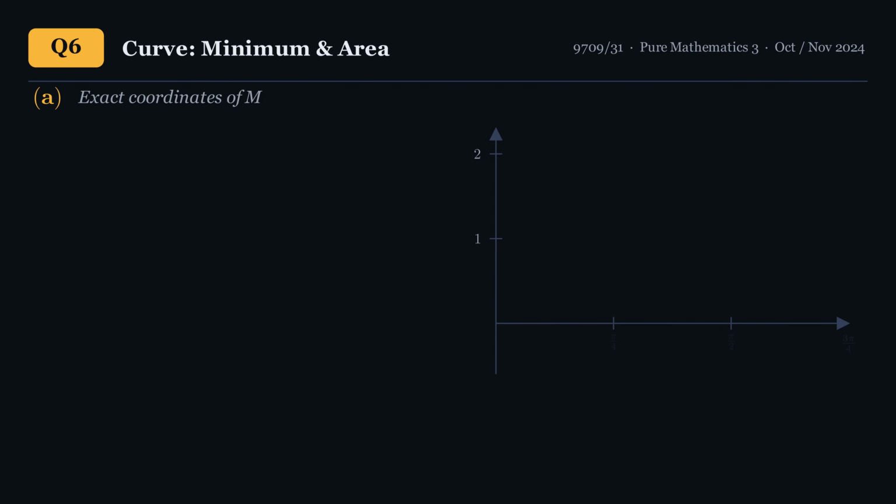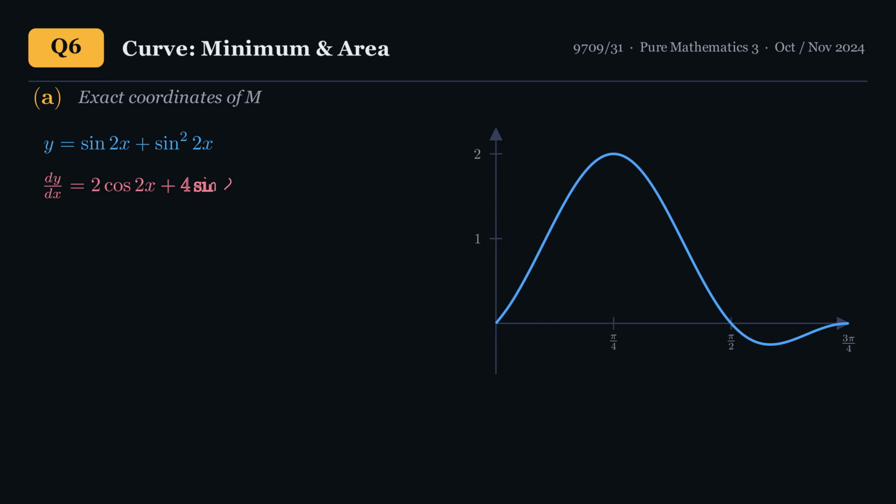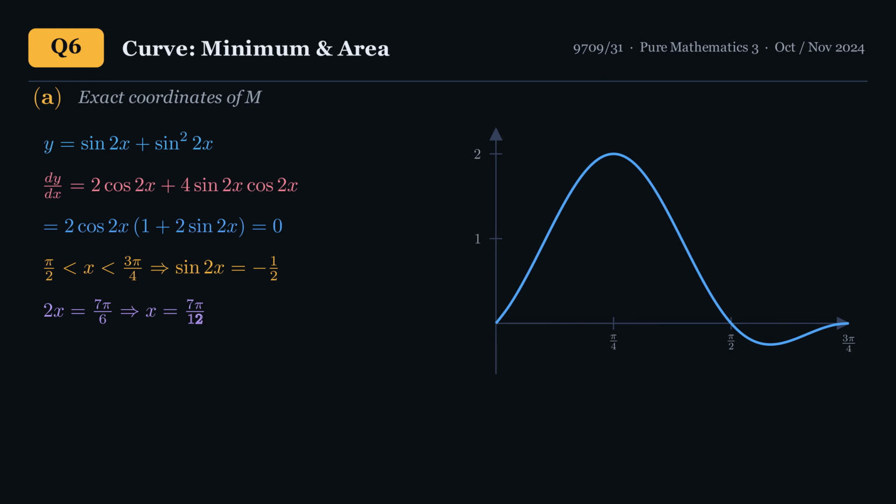Sketch the curve on the interval from 0 to 3 pi over 4. Expand the product, y equals sin 2x plus sin squared 2x. Differentiate to get 2 cosine 2x plus 4 sine 2x cosine 2x. Factor, 2 cosine 2x times 1 plus 2 sine 2x equals 0. In pi over 2 to 3 pi over 4, sin 2x equals minus 1/2. So 2x equals 7 pi over 6, and x equals 7 pi over 12. Substituting gives y equals minus 1/4. So M is 7 pi over 12, minus 1/4.